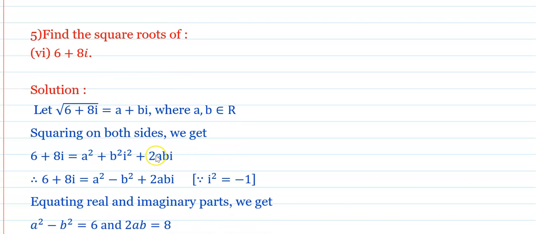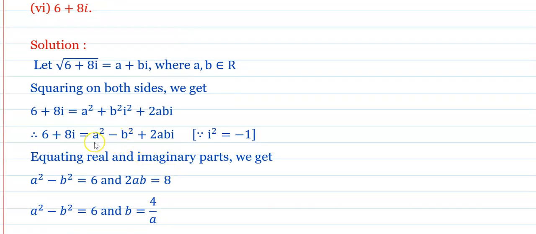Okay, now the next question. Find the square root of 6 plus 8i. Again, same steps. Let the square root of 6 plus 8i be equal to a plus bi, where a, b belong to the set of real numbers. Again, squaring on both sides, 6 plus 8i is equal to a square plus b square i square plus 2abi. The value of i square is minus 1, hence you will get a square minus b square plus 2abi. Equating the real and imaginary parts, a square minus b square is equal to 6 and 8i is equal to 2abi. i gets cancelled, ab is equal to 4.